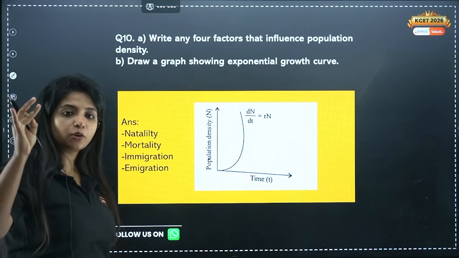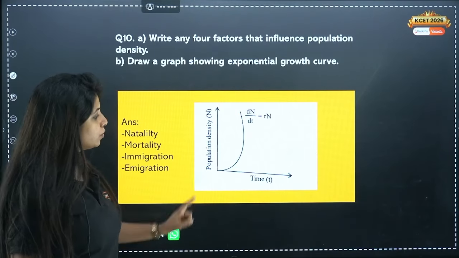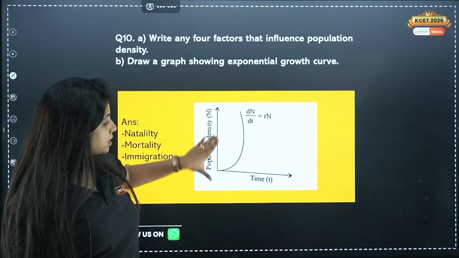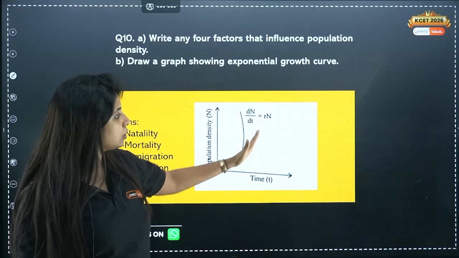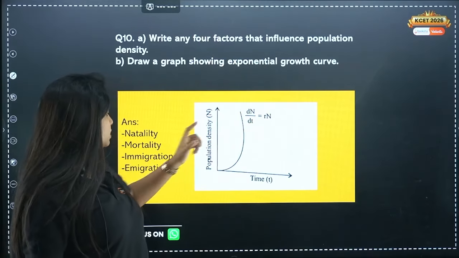We know natality, mortality, immigration, emigration. Now, draw a graph showing exponential growth. This is the graph. Population density on this side, time on this side, and it grows upwards. dN by dt is equal to rN, where r stands for what?